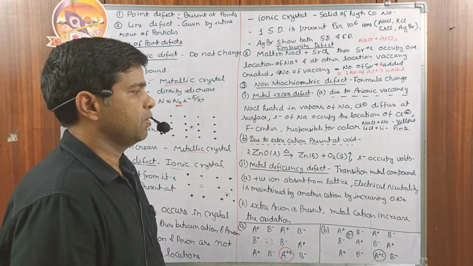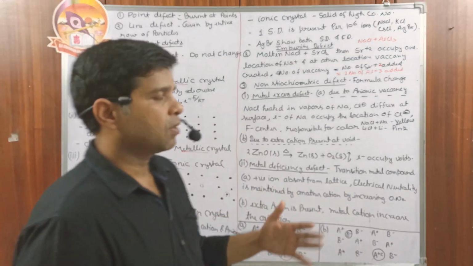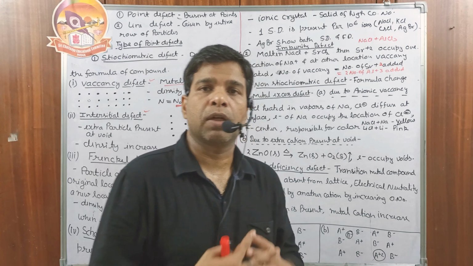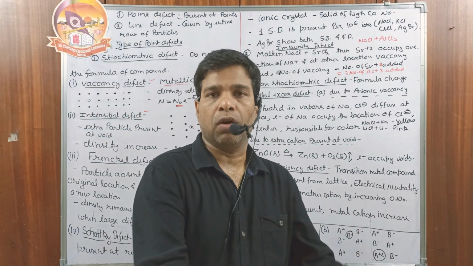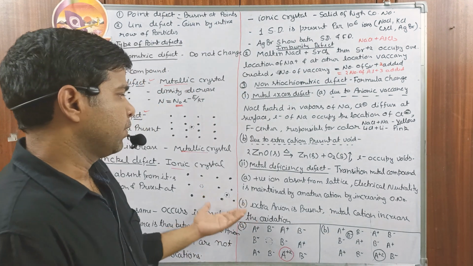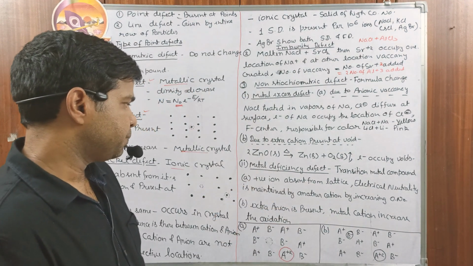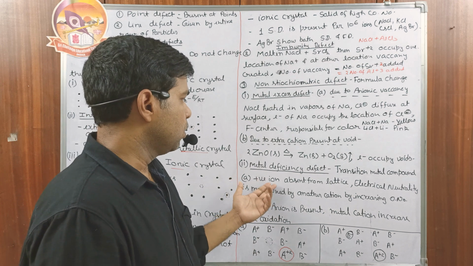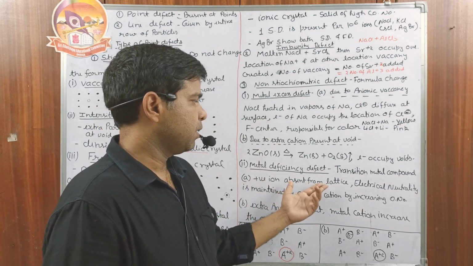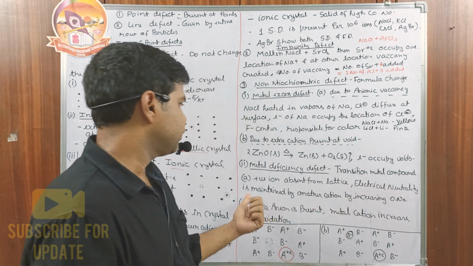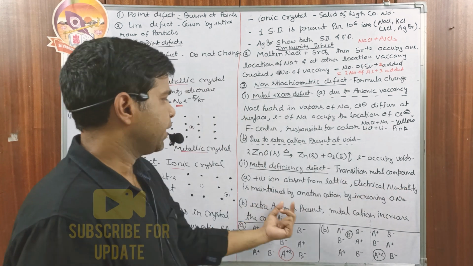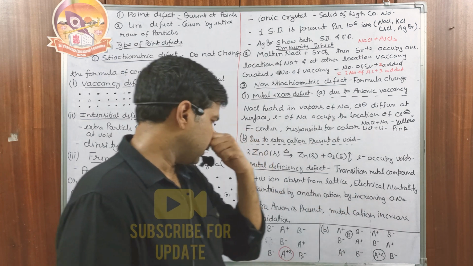Then the metal deficiency defect. The metal deficiency defect is generally applicable to transition metals, which can change their valency, that is, their oxidation number. Then what two possibilities do we have? Possibility number 1: a positive ion is absent from the lattice. Electrical neutrality is maintained by another cation by increasing its oxidation number.